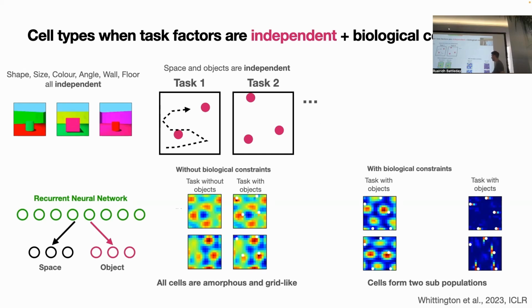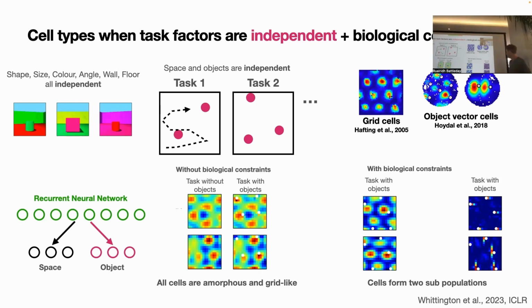However, with biological constraints, in a task with objects, I'm showing four cells now. We either find cells that look like grid cells, or we find cells that have this sort of vector representation towards objects. They're like object vector cells. Sorry, which of those on the right is without objects? We haven't looked at that yet. Currently, we're all in. These are four cells from a task with five objects. Either we find things that look like grid cells or things that look like object vector cells.